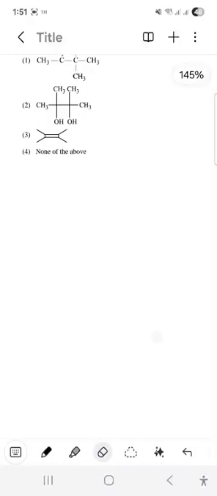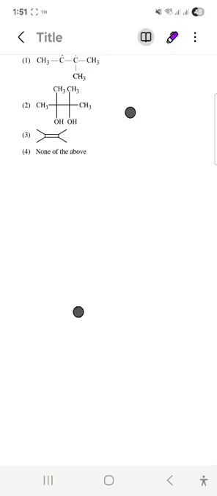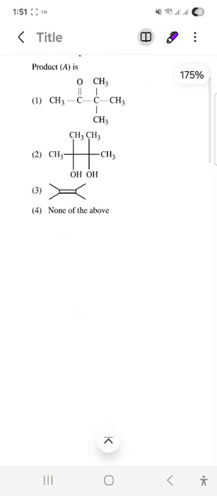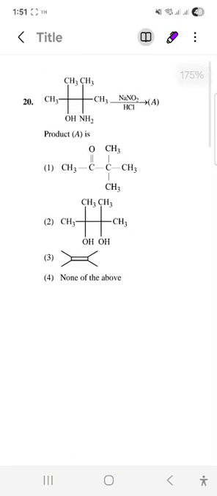My dear students, today I will explain one important question. Okay, in this question, here they have given one reactant. This reactant reacts with NaNO2 HCl. They are asking about the final product A.